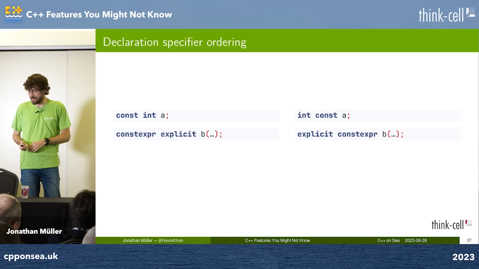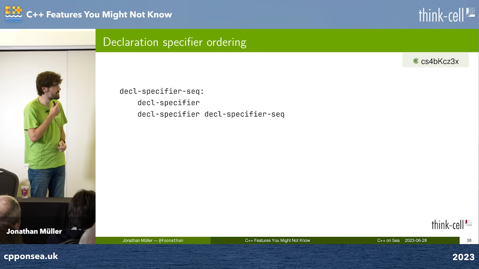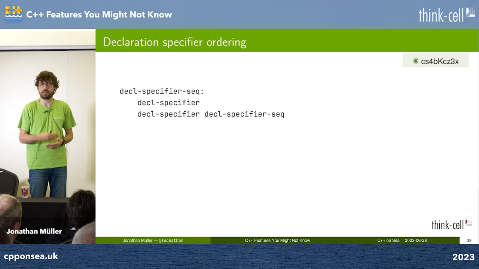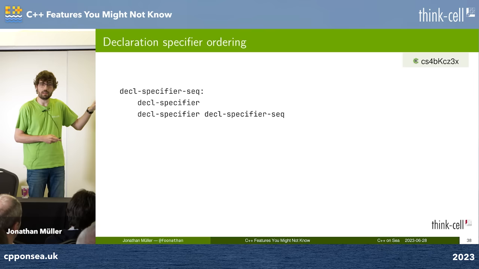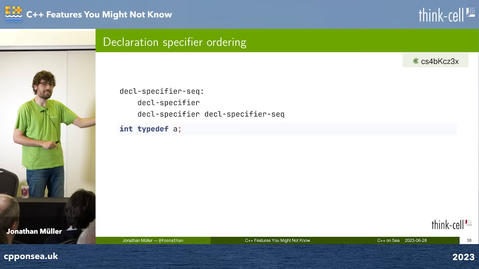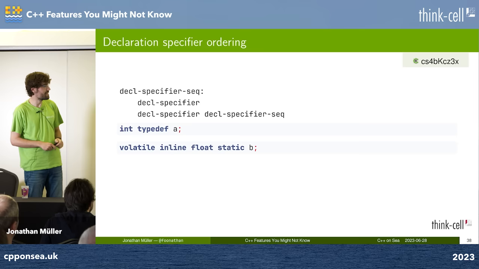You can also write unsigned int or int unsigned. And in fact, the grammar just talks about the decl-specifier-seq. And the decl-specifier is anything like int or unsigned or const or static or typedef. And the decl-specifier-seq is just those decl-specifiers in any order. Which means you can write code like typedef A, where A is the typedef for int. You can write that one, which is a volatile float that is static and inline.